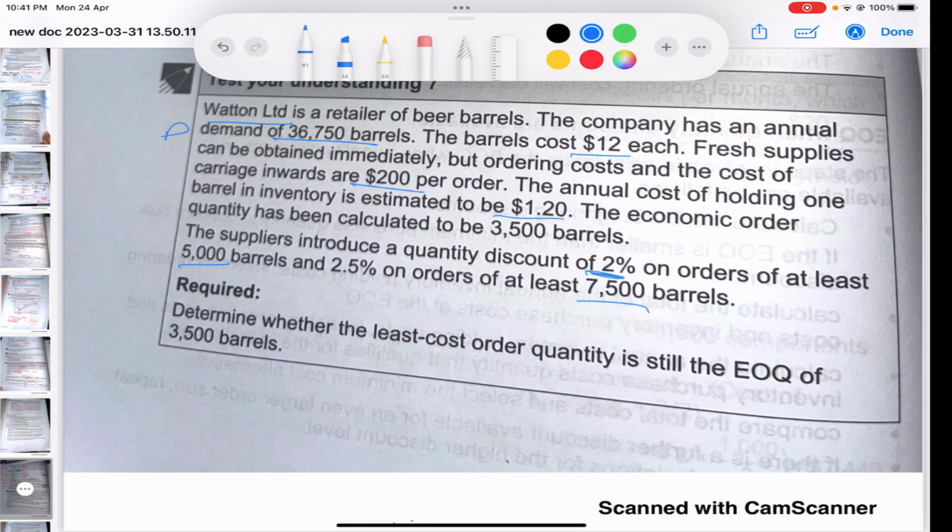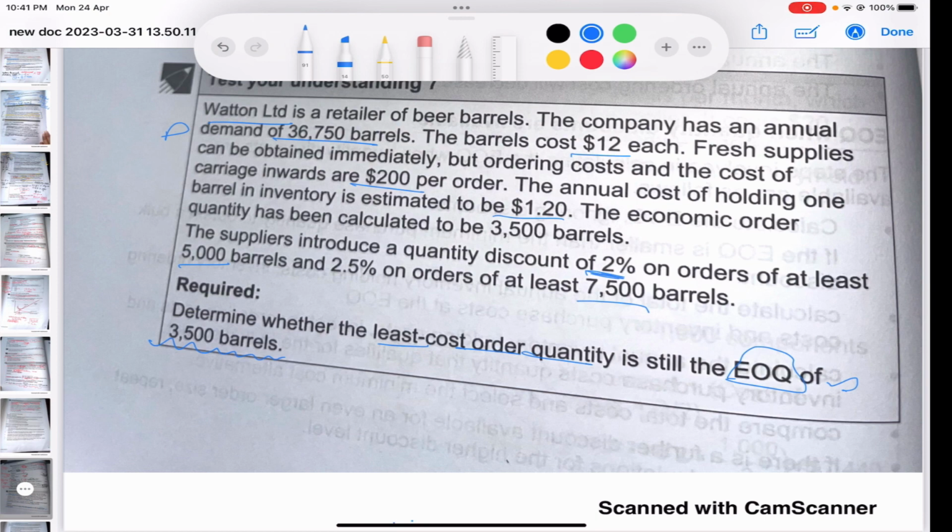We are supposed to determine whether the least cost order quantity is still the economic order quantity of 3,500 barrels. So we have to find out whether the least cost order quantity, which we originally have, is still the economic order quantity of 3,500 units. Alright, so what are we going to do?